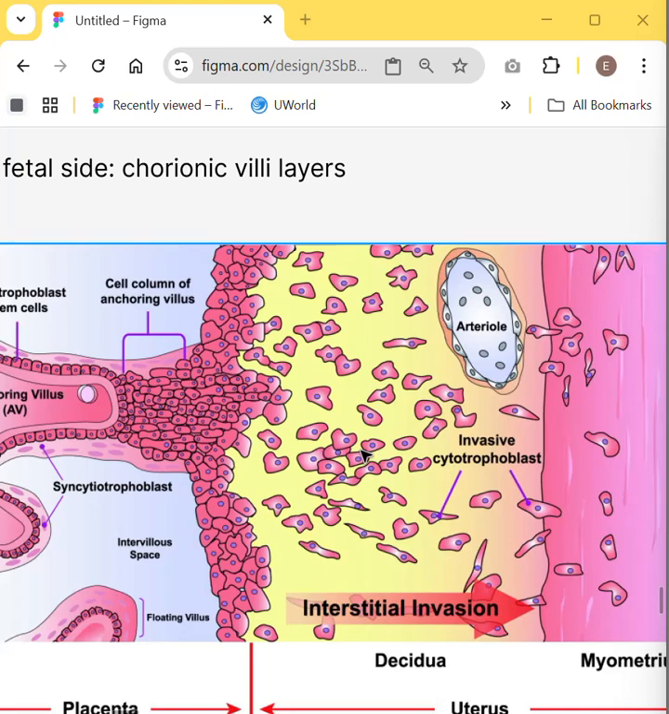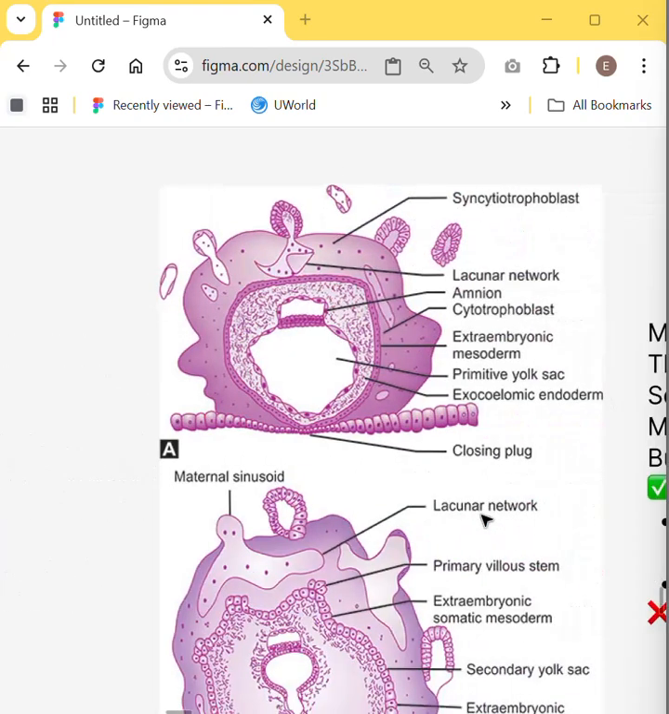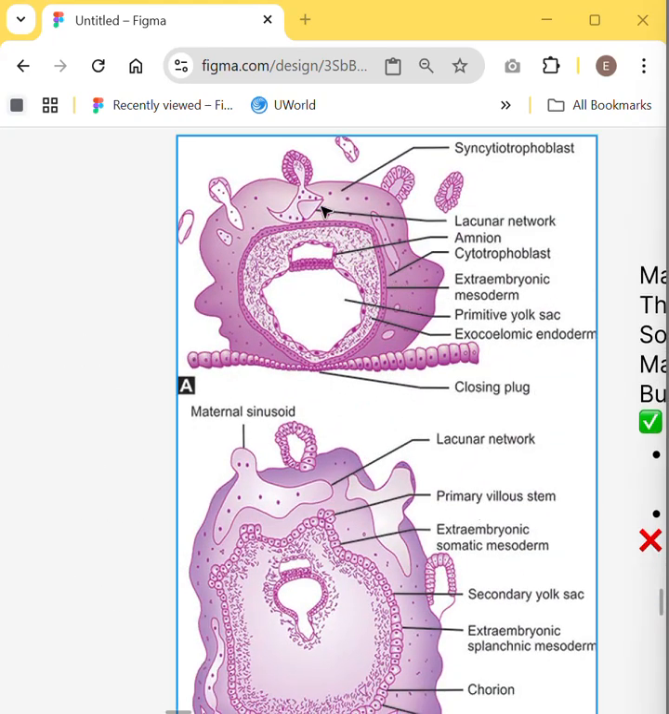Okay. Now, coming back to our picture where we could see the lacunar network, this is the lacunar network. This is also our lacunae, which are basically maternal blood pools. Now, exchange happens across a very thin barrier between the maternal blood in lacunae and the fetal blood inside the villus capillaries. They do not mix unless there's trauma, abruption, or delivery.